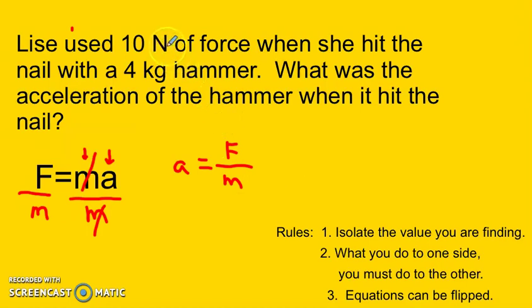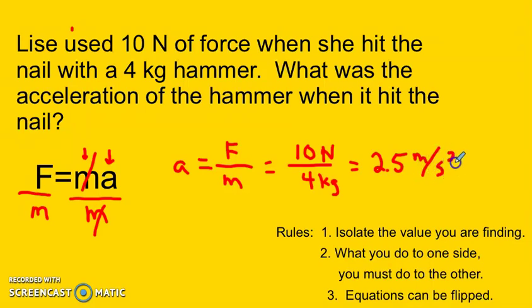And of course, what you could do is now fill in what the numbers should be. The F looks like it is 10 newtons. And the m looks like it is 4 kilograms. So 10 divided by 4, I happen to know, is 2.5. And acceleration is in that good old meters per second squared. So that's an example of how you could do a literal equation.